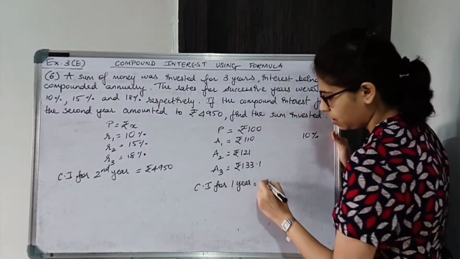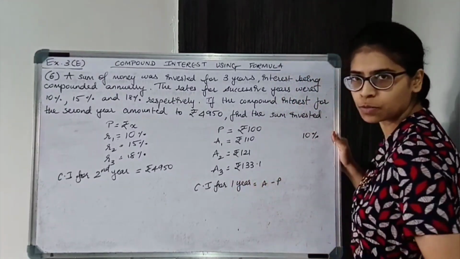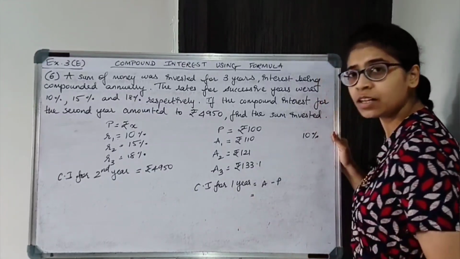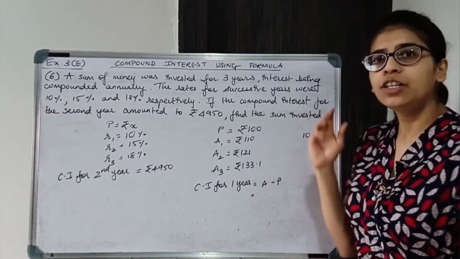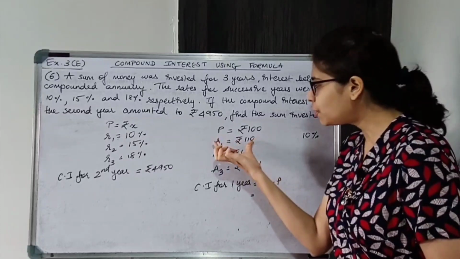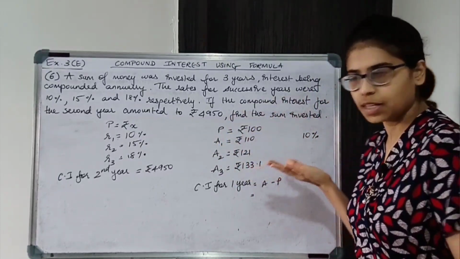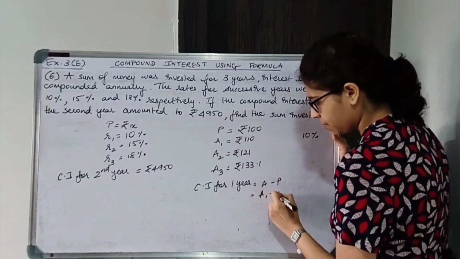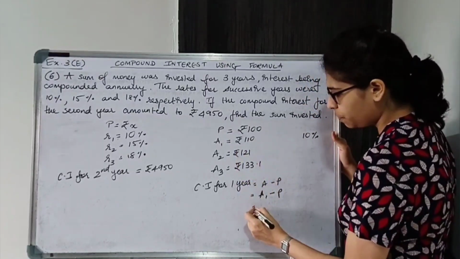Now what if you need to find the compound interest for 1 year? It will be amount minus principal. This is the formula we use. Now which amount and which principal? You will consider the amount of first year minus principal. Correct? So that will be 10 rupees.